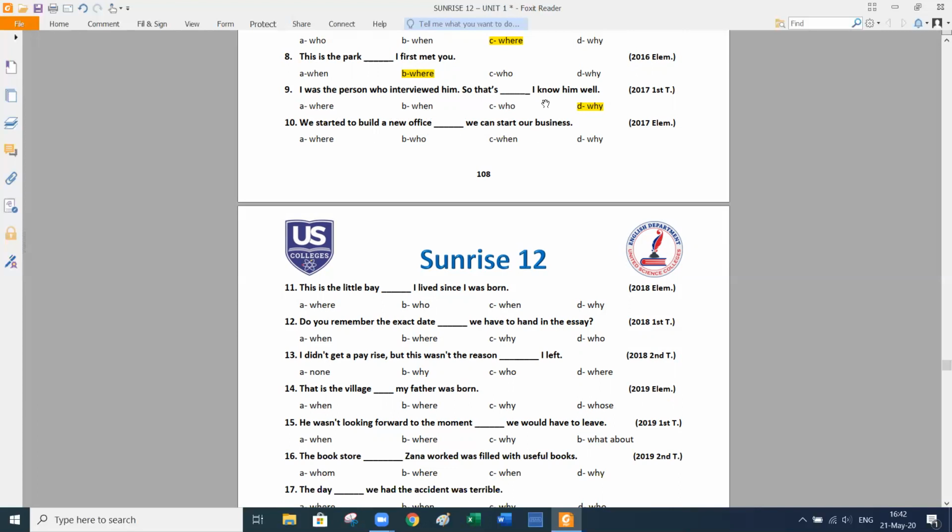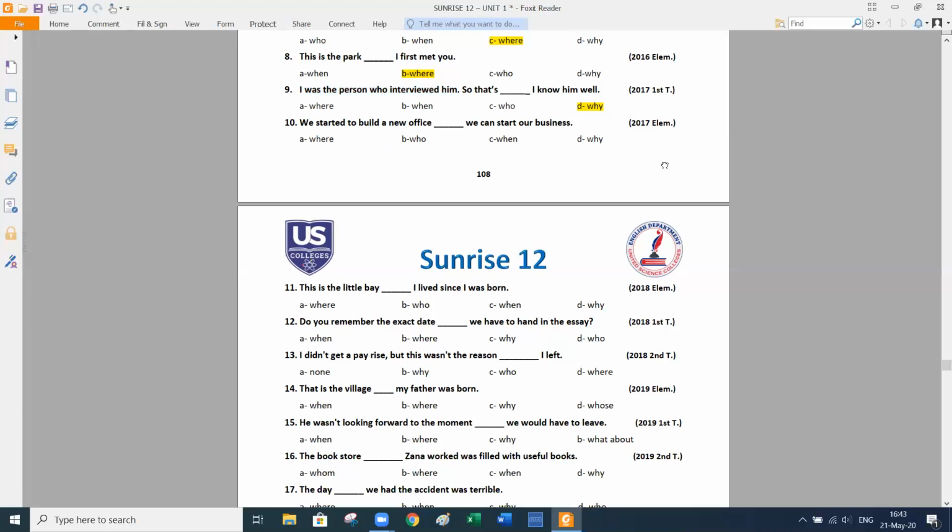That's when I know him well. That's when I got to know him well would make sense, but in that case, I need to change the first sentence. I need to use a time expression, a time reference, so that when could refer to it, but we don't have it here. And who is not possible as well. That's who I know him well doesn't make sense, because we are referring to the whole first sentence as the reason for knowing him well. I'm not referring to a person, so who is not correct.